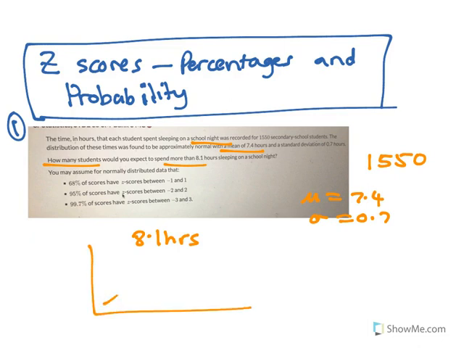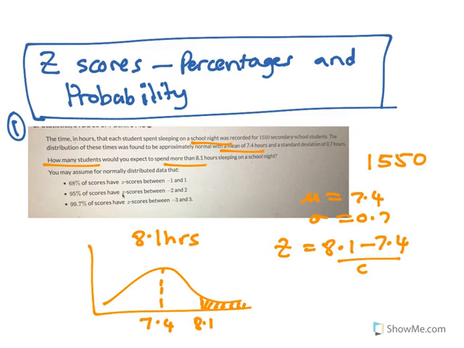So if you drew a picture, it would be more than 8.1 hours. Now 7.4 is the mean, 8.1 hours would be somewhere up here, so we're talking about that area there. So we need the z-score. So the z-score, you go 8.1 minus 7.4 on 0.7. So that would be 0.7 on 0.7, which is 1. So it will be a z-score of 1.